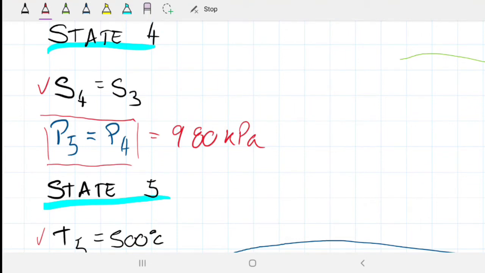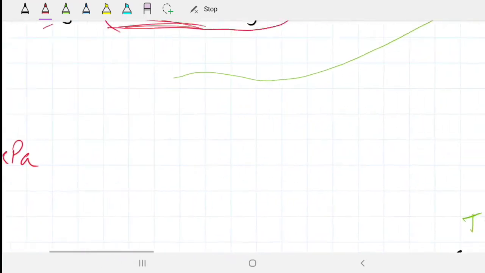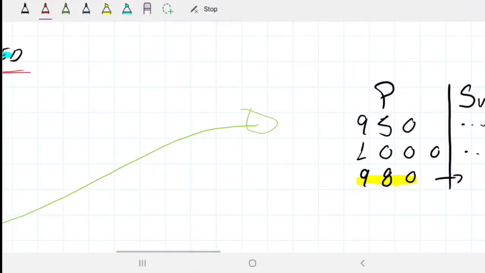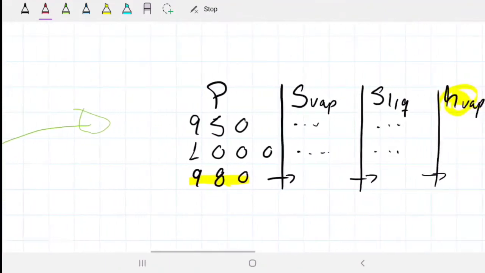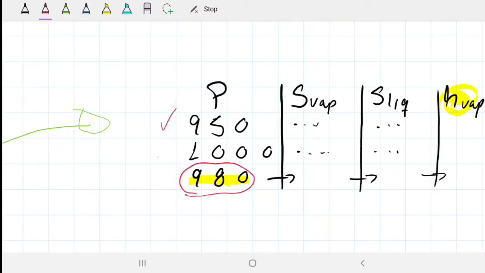Now this is the one that takes the most effort from you guys because it's just a slog of a process. Let's just follow this green arrow here. The problem is, as you'll notice, our pressure table doesn't have a 980 value. We have 950 kilopascals and we have 1,000 kilopascals. So you're going to have to do heaps of interpolation to be able to find out what's happening.